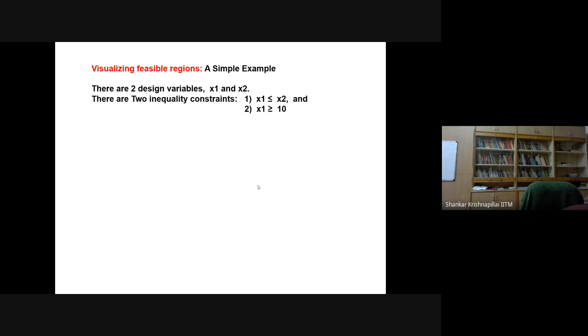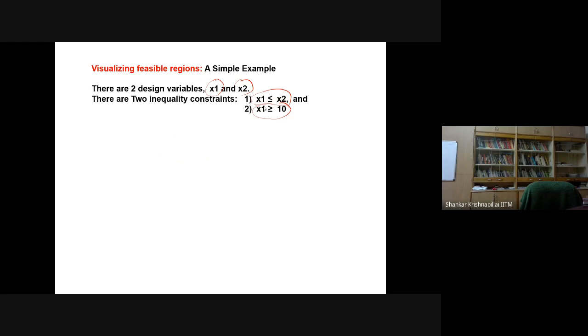That is what we have to find with the optimization algorithm. So now let us do a quick example on visualizing the feasible region. Suppose I have two design variables, x1 and x2. Let us assume length and breadth of an object. And there are two inequality constraints. The first inequality constraint says that x1 should always be less than x2, so only then we'll accept those values. The second inequality constraint says that x1 should always be greater than 10. So we have to satisfy these two inequality constraints.